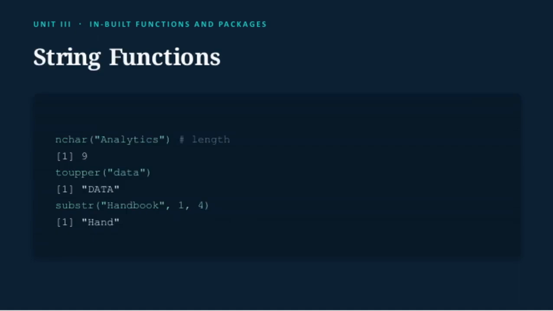Let's explore some basic string functions that are essential when working with text data. For example, counting the number of characters in a word like analytics tells us it has 9 letters. We can also change the case of text, turning data into uppercase as DATA, and extracting parts of a string, like taking the first 4 letters of handbook to get hand. These simple tools are the foundation for more advanced text manipulation.